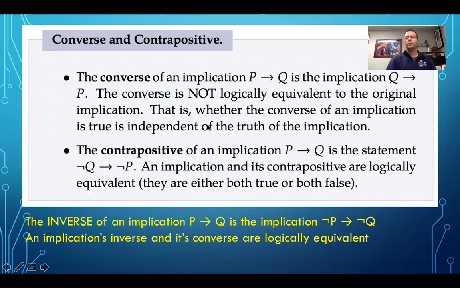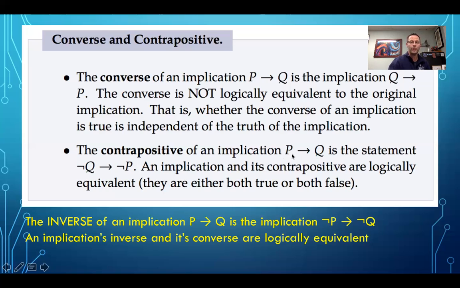All right, so we also like to play with if-then statements by turning them around. So if I have the statement P implies Q, and I turn it around to Q implies P, that's called the converse. If I take P implies Q, and I flip it around, and I negate both, I would get not Q implies not P. That's called the contrapositive, which is pretty cool because the contrapositive is equivalent to the original statement.